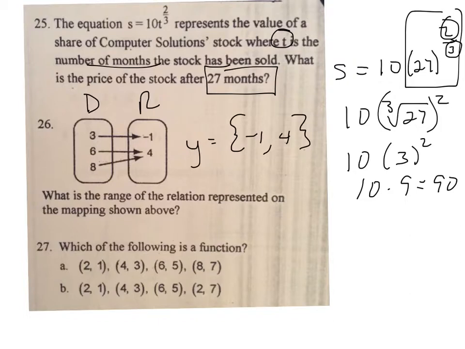On number 27, which of the following is a function? Remember, your x's can only repeat once. So if you notice, there's 1 x. The 2 doesn't repeat, the 4 doesn't repeat, the 6 doesn't repeat, and the 8 doesn't repeat. However, if you look at B, 2 repeats as an x value twice. So the answer choice in this is A.